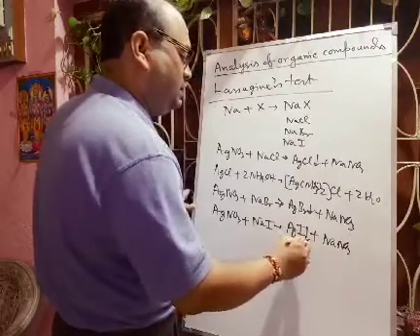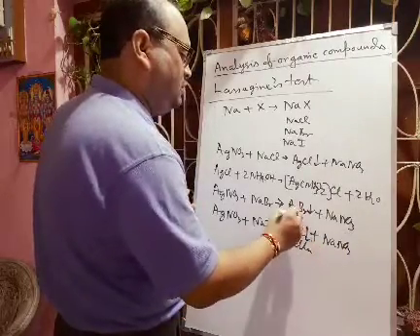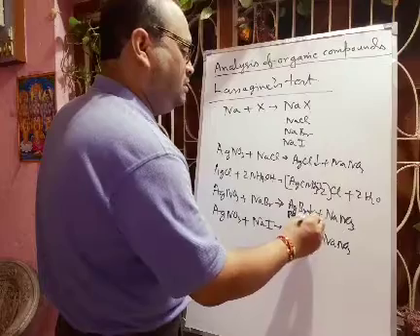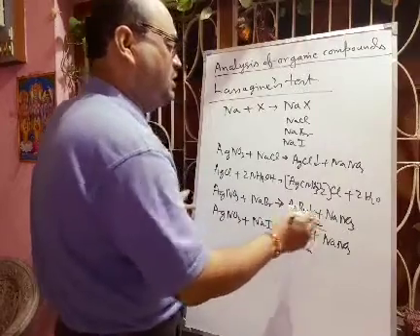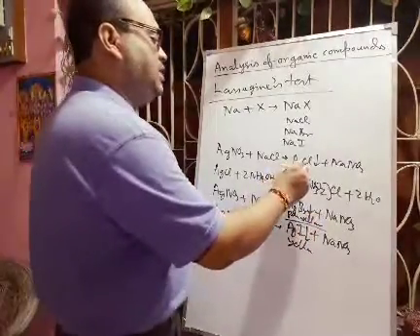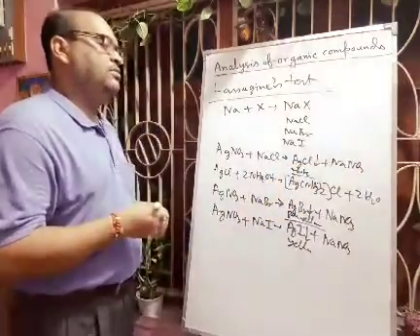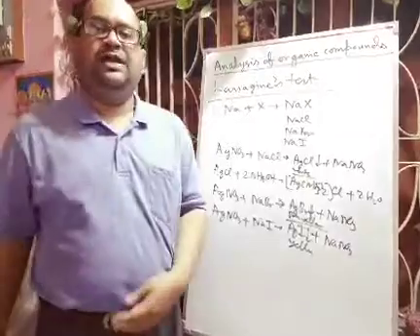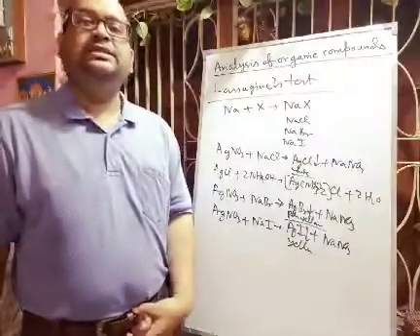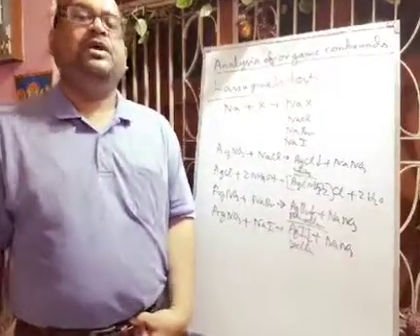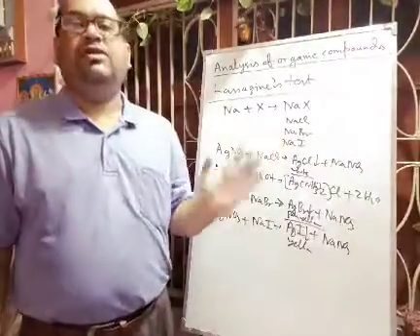This is yellow color, this is pale yellow, and it is sparingly soluble in ammonium hydroxide. And this is a curdy white precipitate. This is fully soluble in ammonium hydroxide, excess ammonium hydroxide. Hope you can understand. So in this way, we can easily detect the halogens, whether it is chlorine, bromine, or iodine.